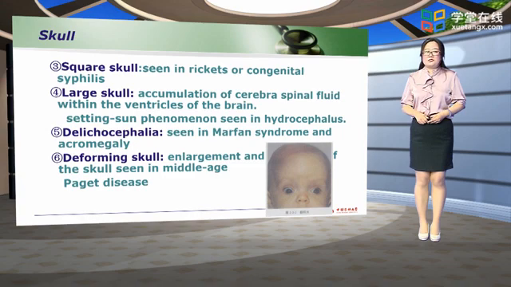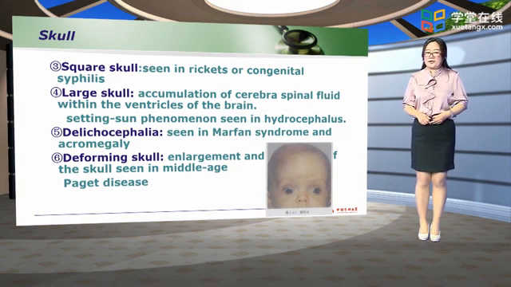The third one, square skull, is often seen in rickets or congenital syphilis. The fourth one, hydrocephalus, is caused by the accumulation of cerebrospinal fluid within the ventricles of the brain. Because the pressure in the brain increases, which forces the patient to look down, we can see white sclera above the cornea, like the sunset. It's called the setting sun phenomenon.